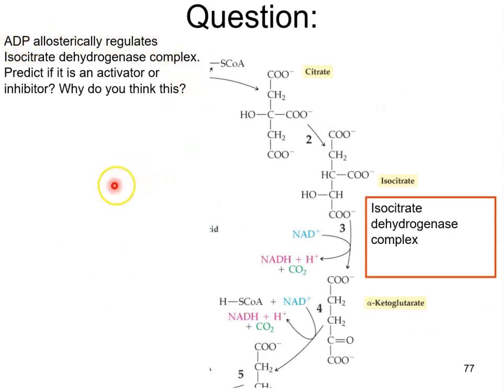ADP allosterically regulates isocitrate dehydrogenase complex, and that's the third step in the citric acid cycle. So I want you to think, is it going to be an activator or an inhibitor? And why do you think that? You should be able to think about what this compound is, how much energy is involved, and what this whole process is. Right now we're thinking big picture ideas. What is the goal of the cell at this moment? If we have a lot of ADP, do we want to be going through this process or do we not?